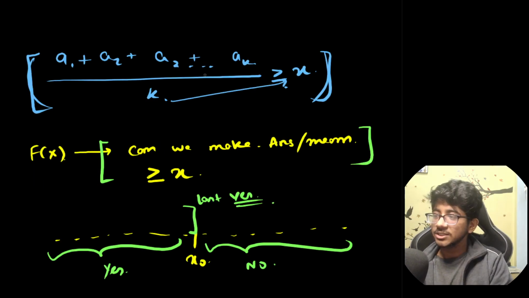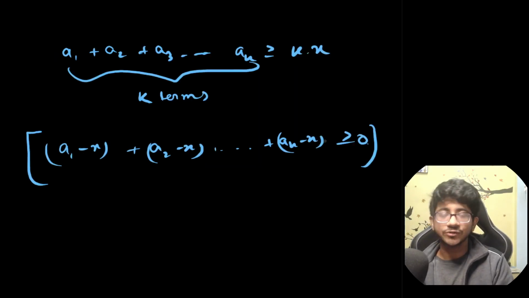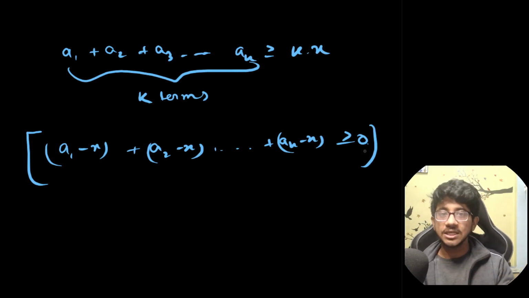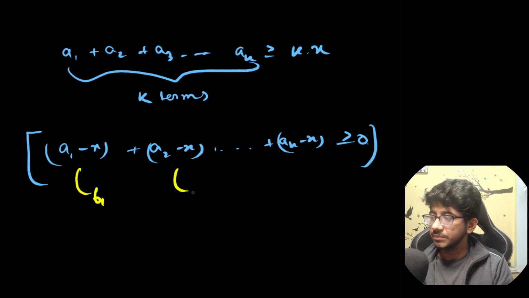So essentially we are asking, can we make the mean of a subarray satisfy greater than or equal to x? That is the same as asking, if we subtract x from every element, can we find a subarray or a subsequence of the whole array which satisfies the given condition, right? Now let's term these numbers b1, b2, and so on up till bk, right?